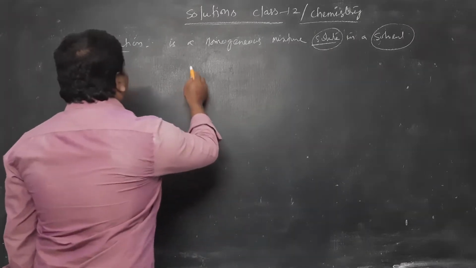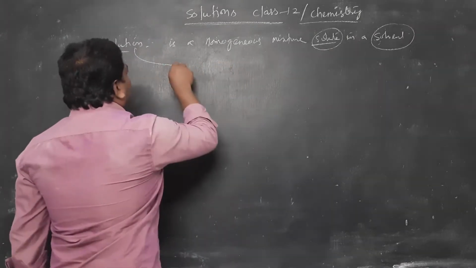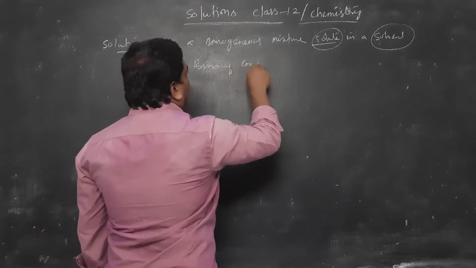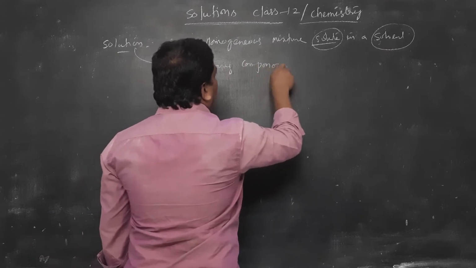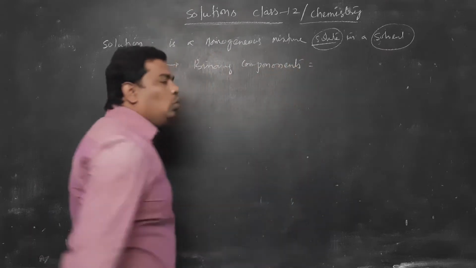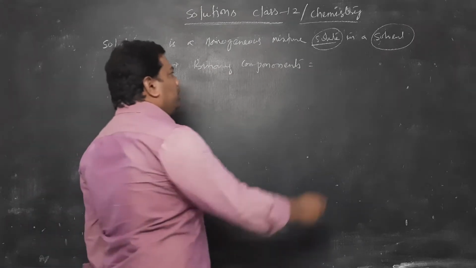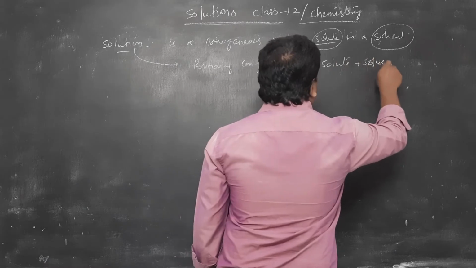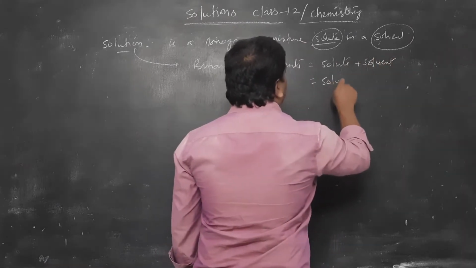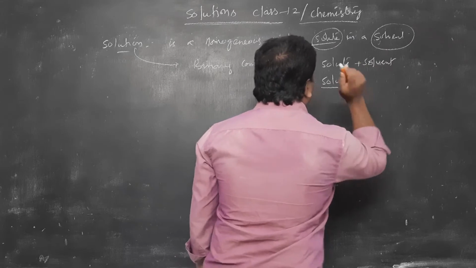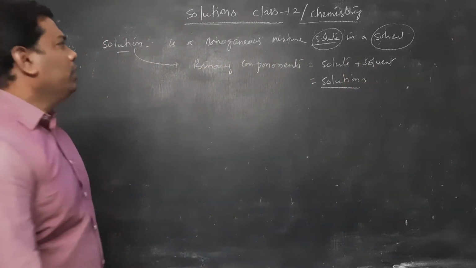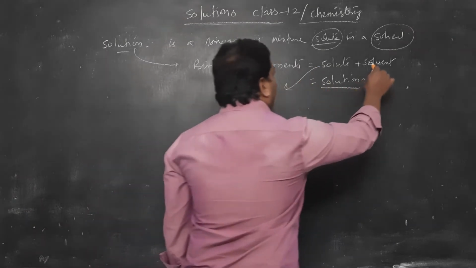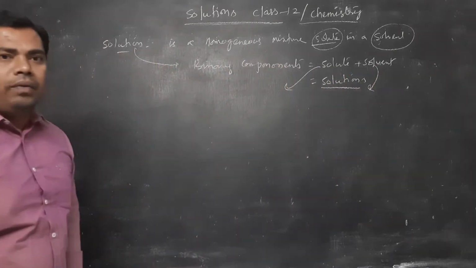So generally it is binary, which means a solution contains binary components. Binary components means nothing but two components are present in a solution. Here, what are the components? Solute plus solvent is equal to solution. So in this solution, we have two components: one is solute and the other is solvent.